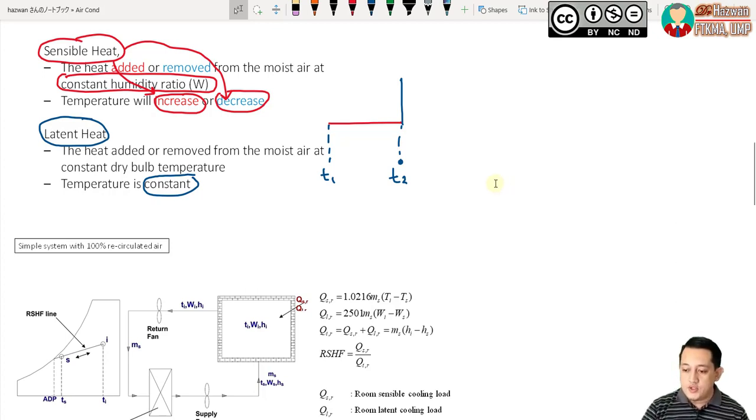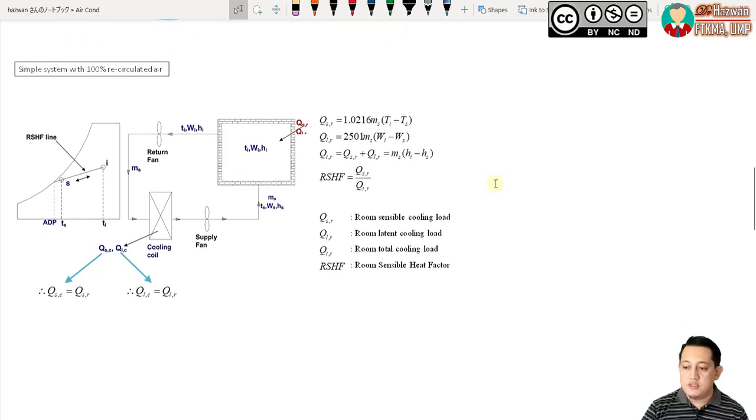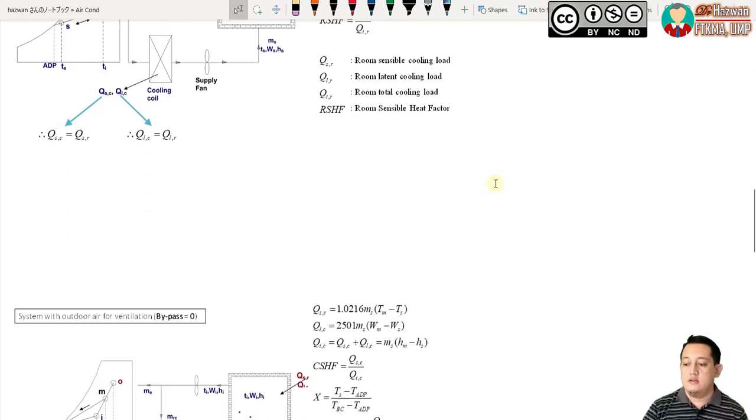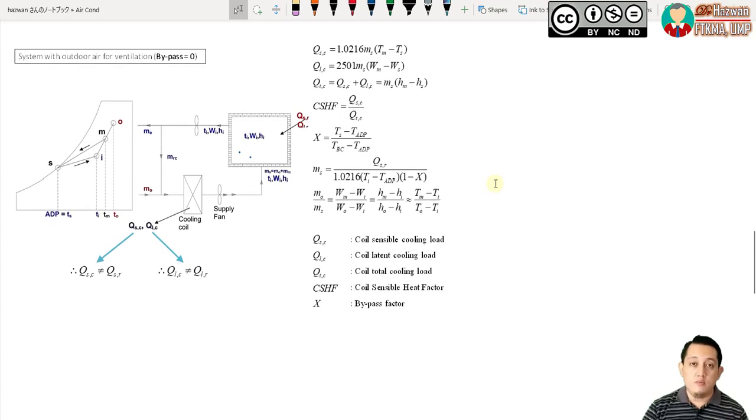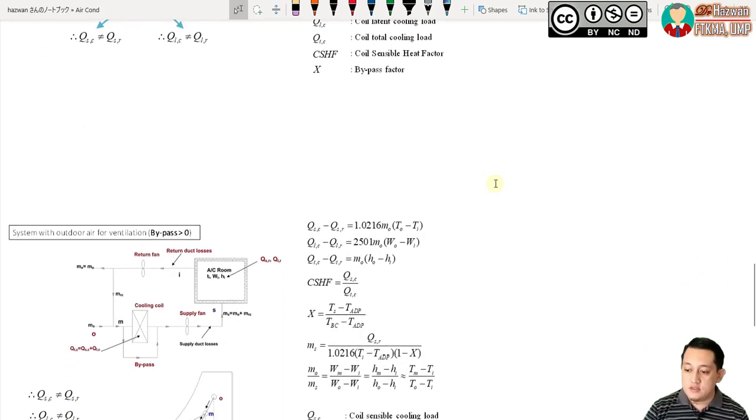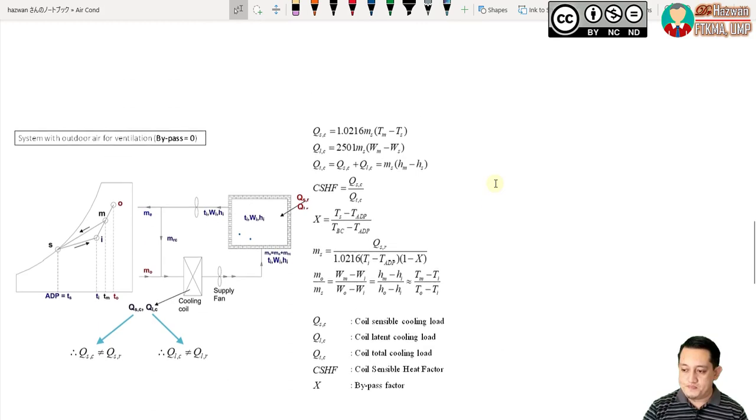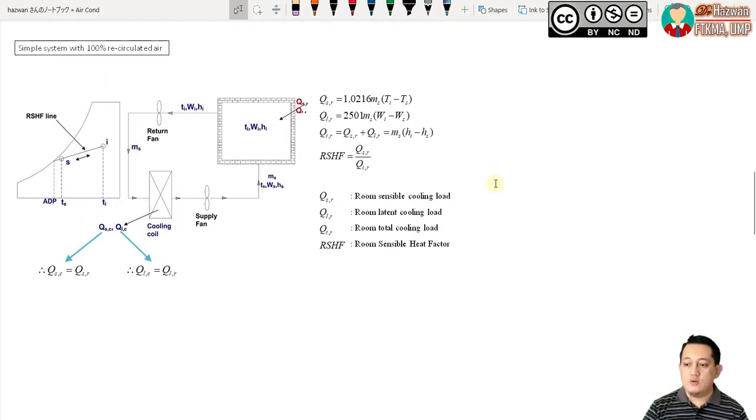So today we will look at the simple system with 100% recirculated air, the system with outdoor air for ventilation which has a bypass equal to 0, and I will explain later about bypass 0, and also the system where the bypass is more than 0. So let's look at this simple system with 100% recirculated air.